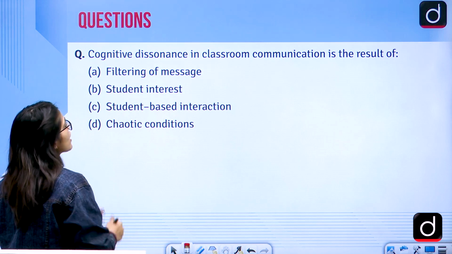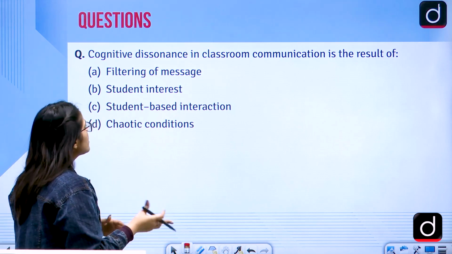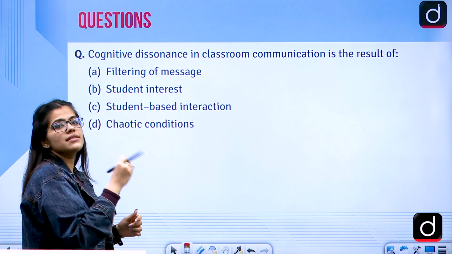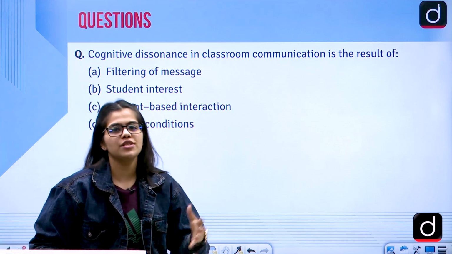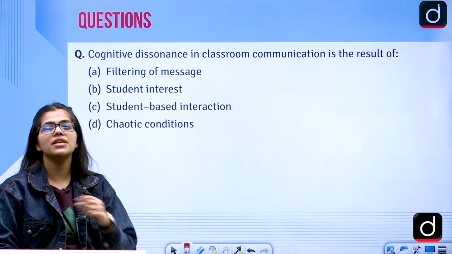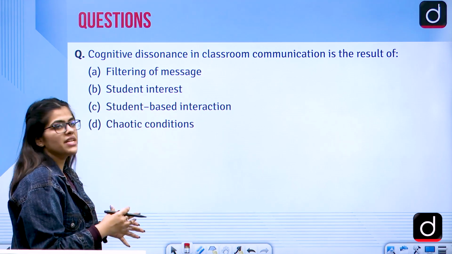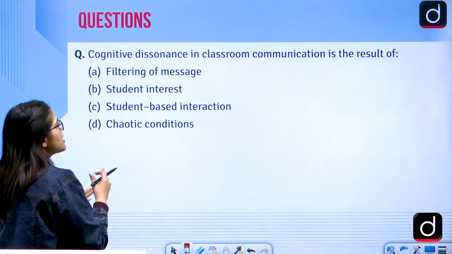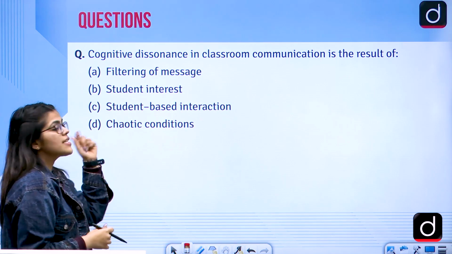What do you mean by cognitive dissonance in classroom communication? Or the question is, the cognitive dissonance in classroom communication is the result of what? So what do you mean by cognitive dissonance is the one thing that this question is asking you. So cognitive dissonance in classroom communication is the result of filtering of messages, student interest, student-based interaction, and chaotic conditions.